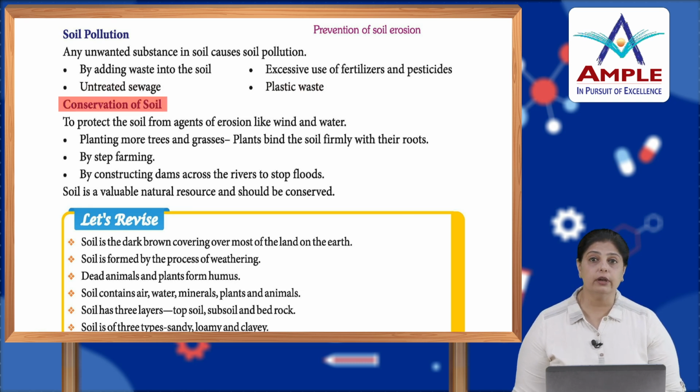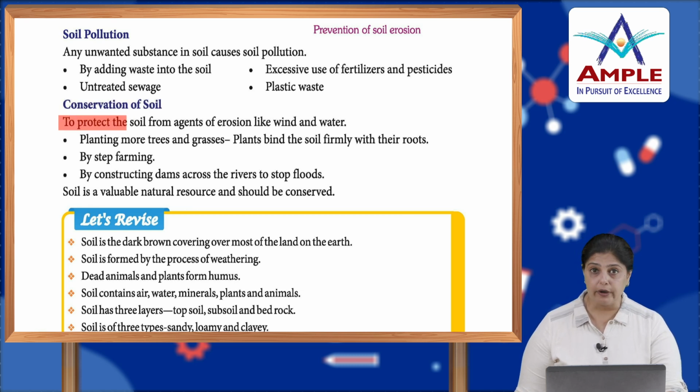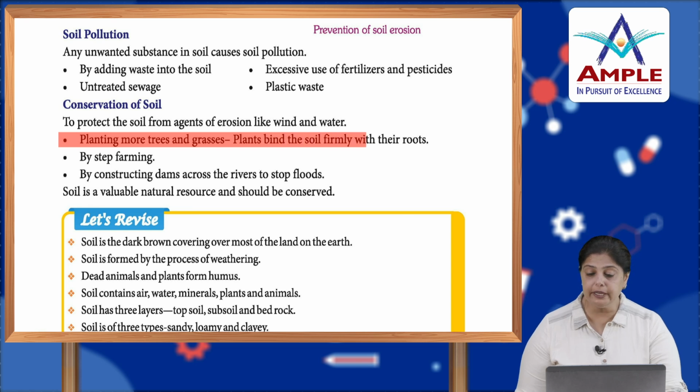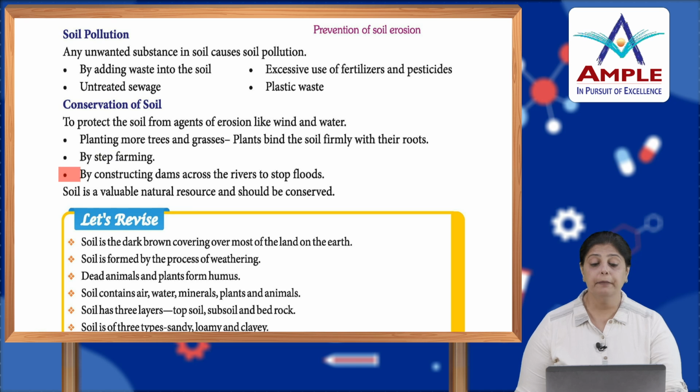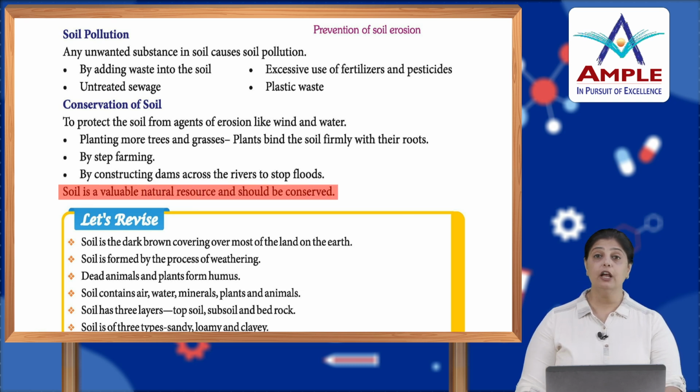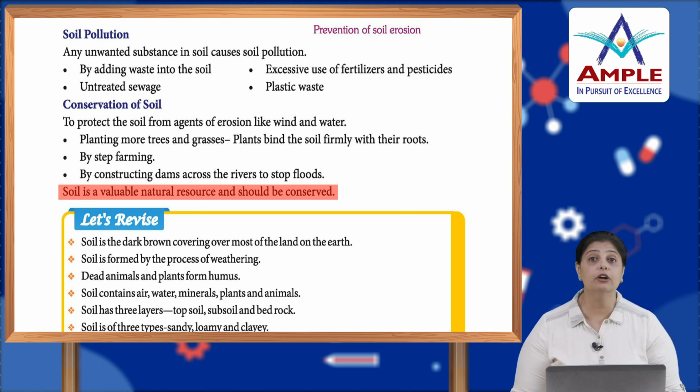How do you conserve the soil? What is the method by which you can conserve soil? To protect the soil from agents of erosion like wind and water, plant more trees and grasses. Plants bind the soil firmly with their roots. Then do step farming, and construct dams across the rivers to stop floods. Soil, as we all know, is a valuable natural resource and should be conserved. So, we must take steps to conserve soil and not let it get eroded.